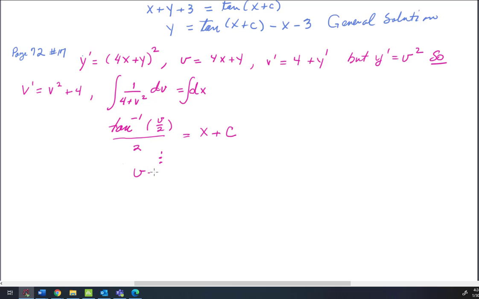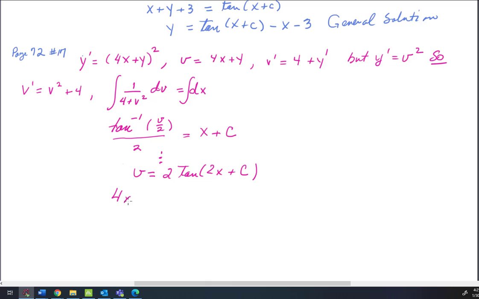That's going to lead you to v is equal to 2 tangent 2x plus c. But we didn't really want v. That was just a step along the way. What we really wanted was y. But I see that v could be replaced by 4x plus y.